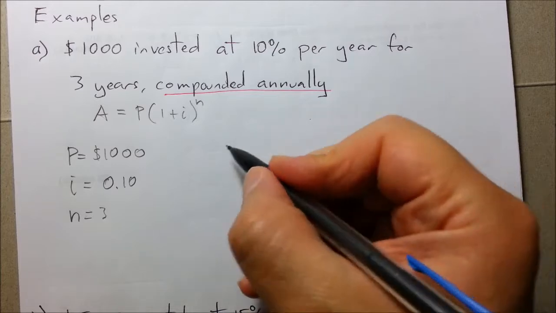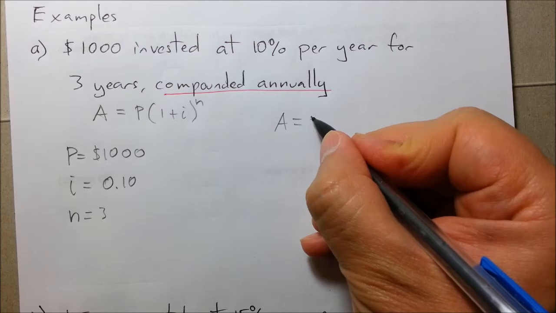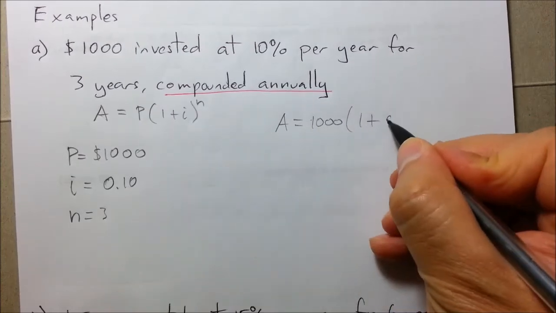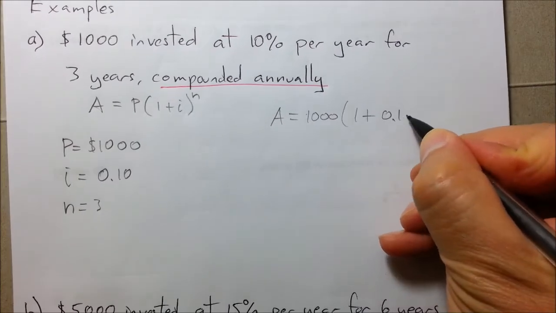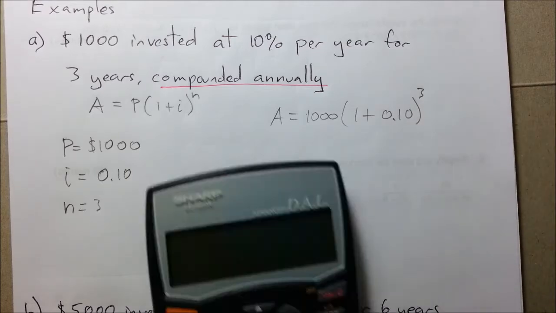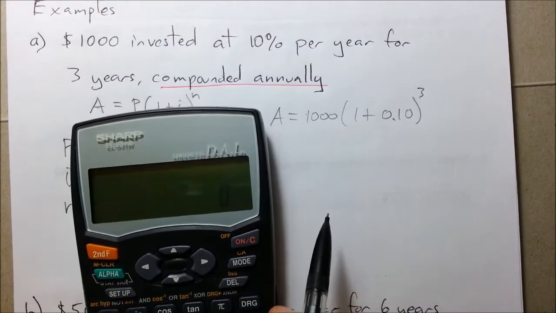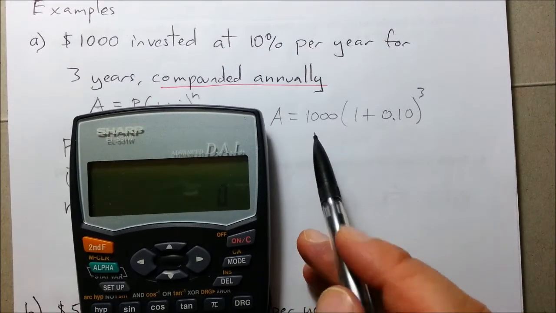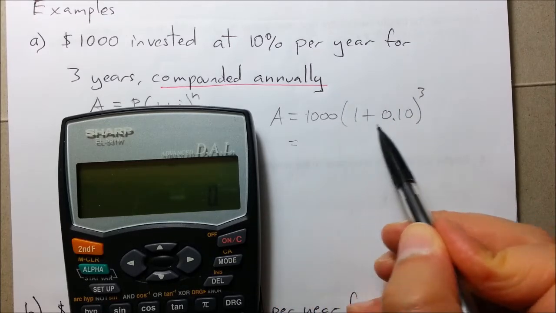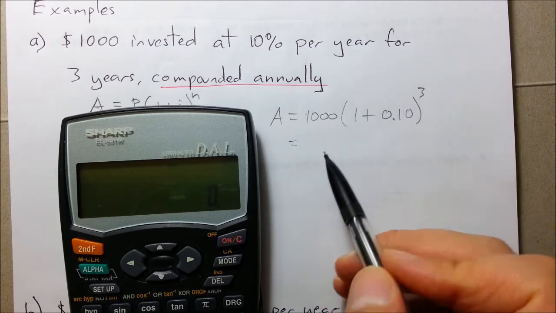So now all we have to do is simply substitute the values and find out what our answer is going to be. So $1,000 times 1 plus 0.1 to the power of 3. And then one thing I suggest is if you are going to try to put all of this calculation in your calculator, I would suggest start by doing the stuff that is in the brackets first, all that to the power of 3, and then times the principal.